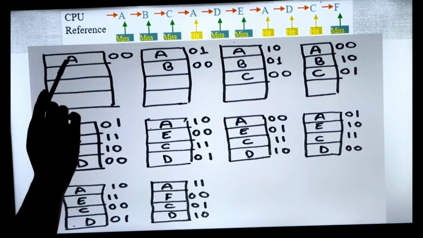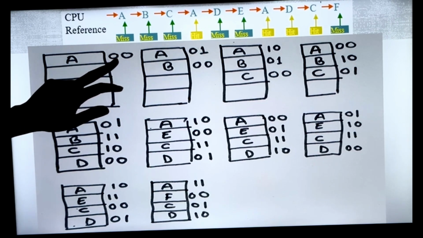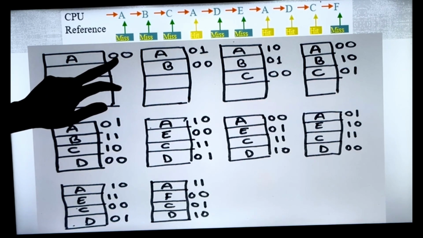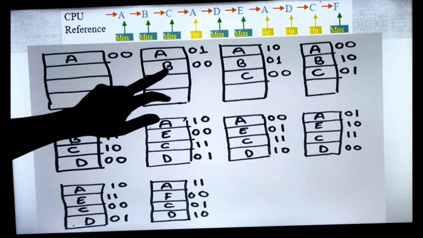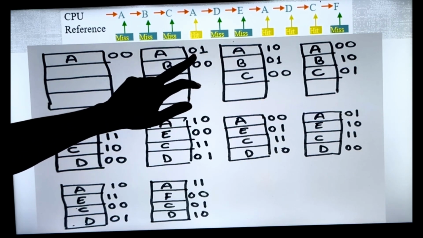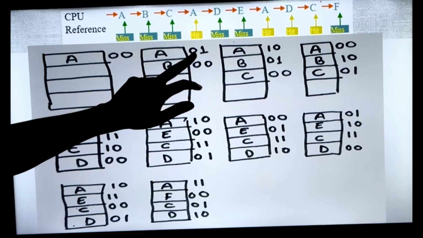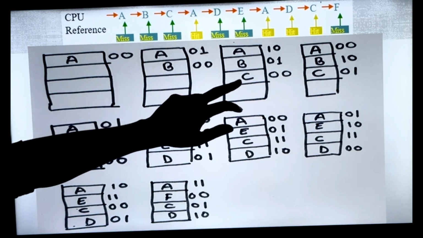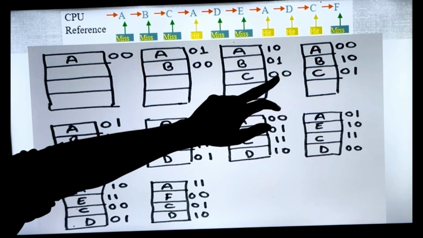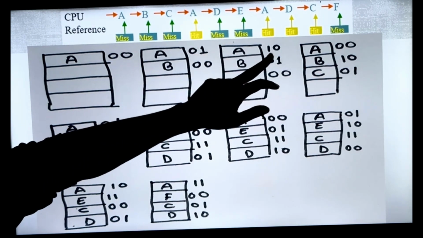Fine. See here what I am doing. Initially I have to insert A. So A I am inserting and I am putting the number as 00 because this is the most recent one. Next I am inserting B. Now B is 00, the most recent one. A is the second most recent one. So this one is 00, this one is 01. Next I want to insert C. Now C is the recent one, so 00. This 00 will become 01 and 01 becomes 10.